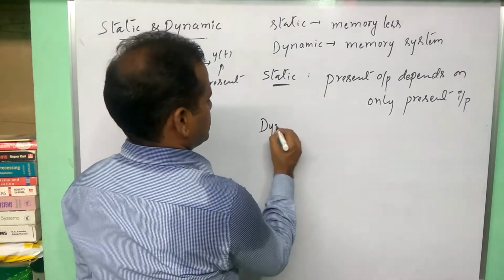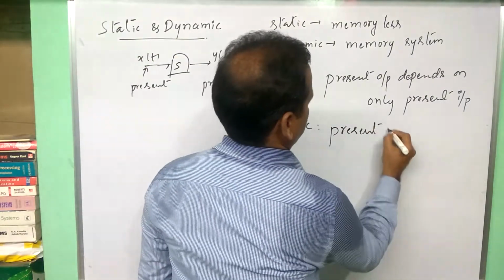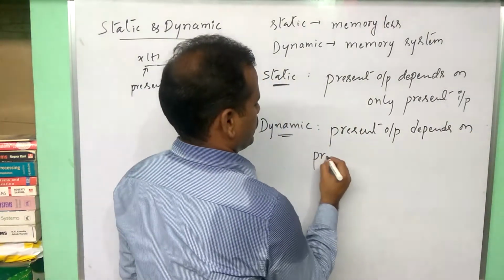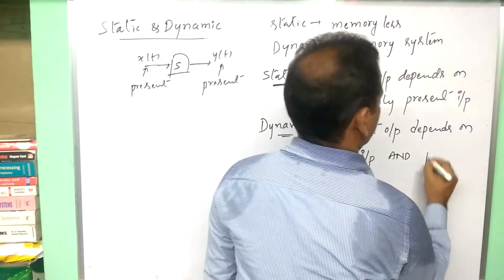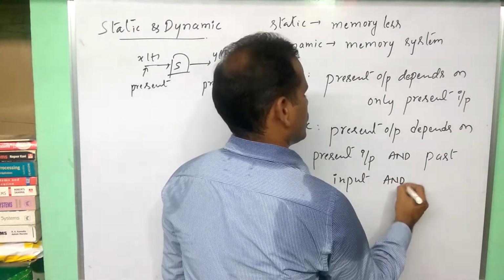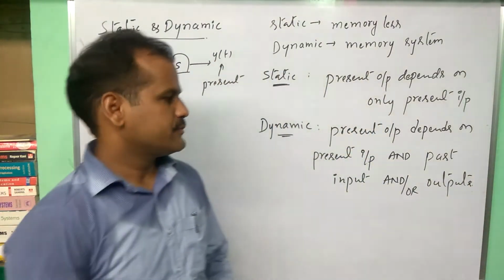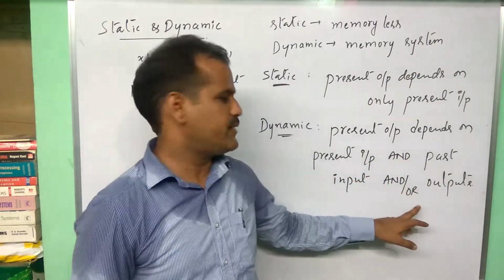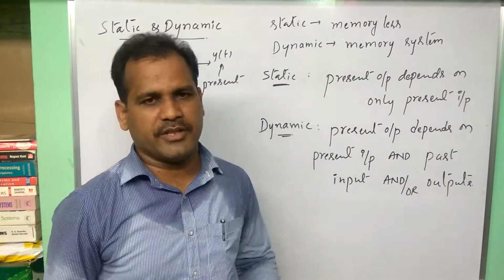Whereas the dynamic system means the present output depends on the present input and past input and/or outputs. It indicates present input and past input and/or outputs. That means any one past value should be there. So the present output should depend upon any one past value, whether input or output.